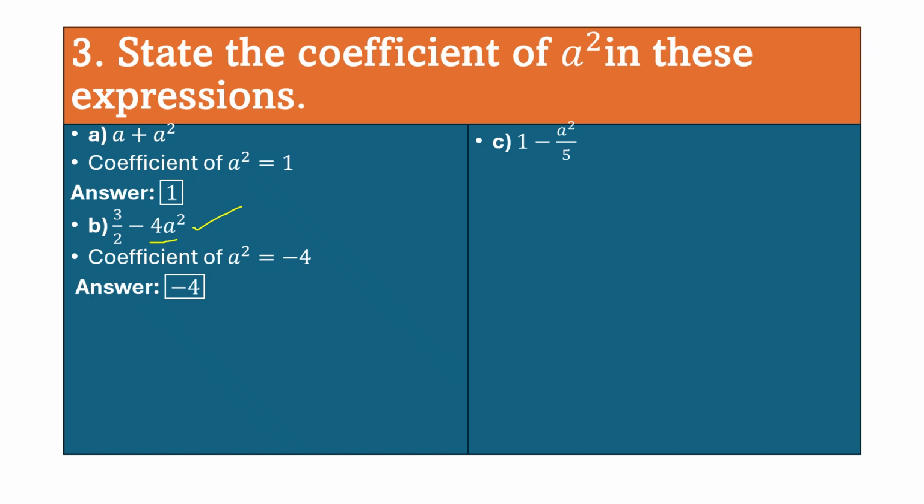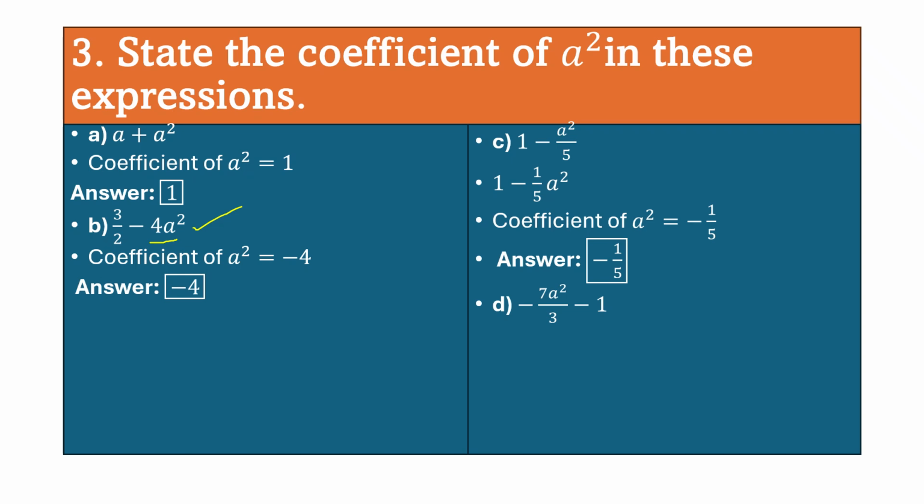1 minus a square upon 5. Pause the video and find out. So what will be the coefficient? Yes, it is -1 upon 5, because the number which is before a square is -1 upon 5. So that's the fraction and it's the answer.